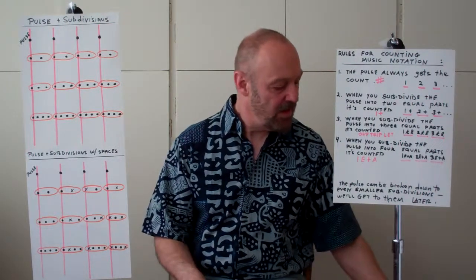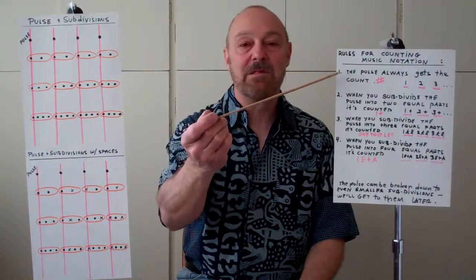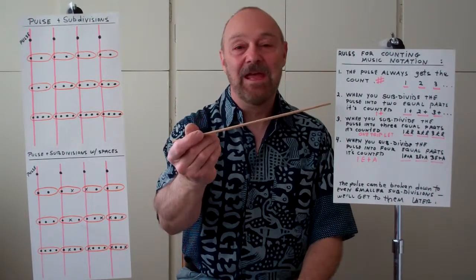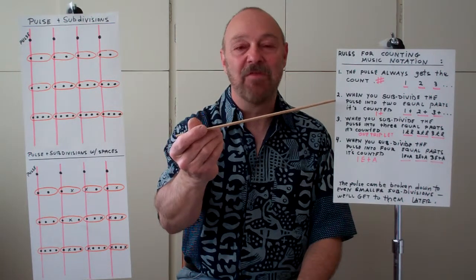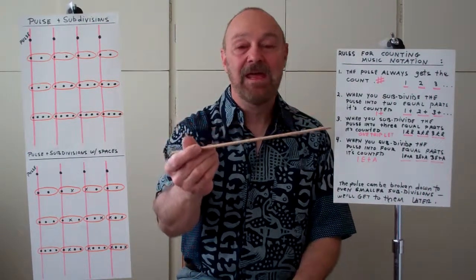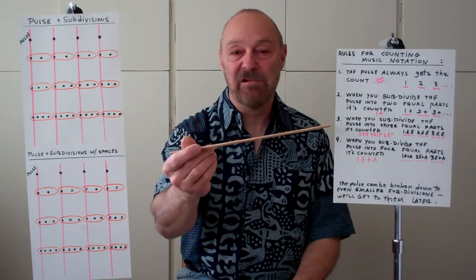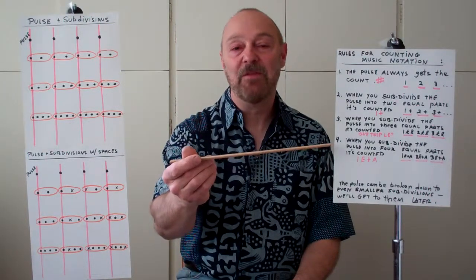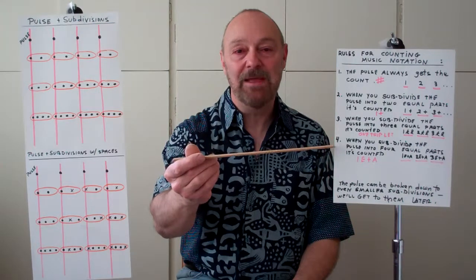Also, in the rules of counting, there are four. The pulse always gets the count. That's the number, 1, 2, 3, and so forth. If you subdivide the pulse into two equal parts, then you would count that as 1 and, 2 and, 3 and, and so forth. If you subdivide the pulse into three equal parts, you would count that as 1 triplet, 2 triplet, 3 triplet, and so forth. And if you subdivide the pulse into four equal parts, you would count that as 1 E and 2 E and, and so forth.